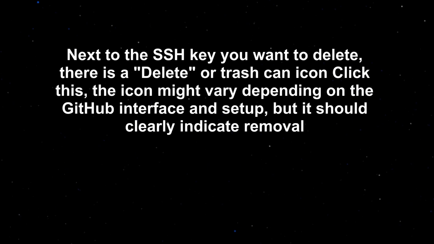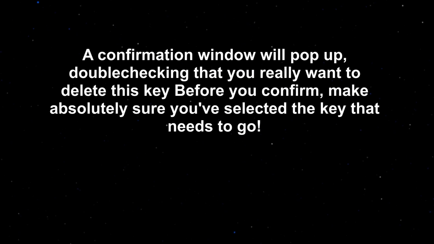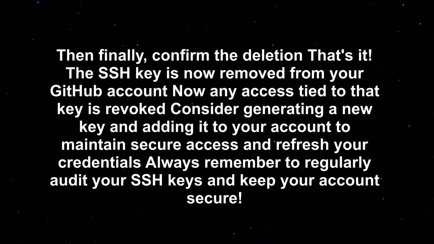Next to the SSH key you want to delete, there's a delete or trash can icon. Click this. The icon might vary depending on the GitHub interface and setup, but it should clearly indicate removal. A confirmation window will pop up, double-checking that you really want to delete this key before you confirm. Make absolutely sure you've selected the key that needs to go. Then finally, confirm the deletion.